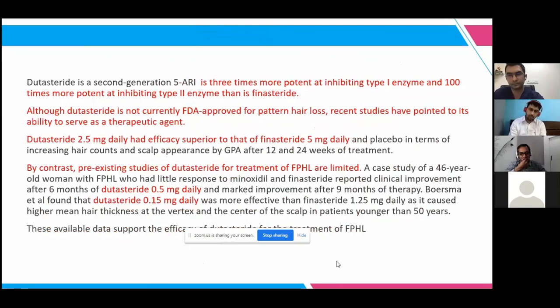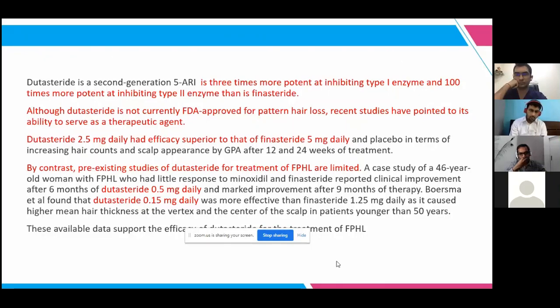Then dutasteride is 3 times more potent in inhibiting the 5-alpha reductase, and 100 times more potent in inhibiting the type 2 enzyme compared to finasteride. It's not currently FDA approved for pattern hair loss, but it has pointed out its ability to serve as a therapeutic agent. There is no doubt. Even dutasteride 2.5 milligram has been given and compared, and it has given good improvement. But people say that dutasteride 0.5 and 0.1 milligram also will be useful. That is what they say.